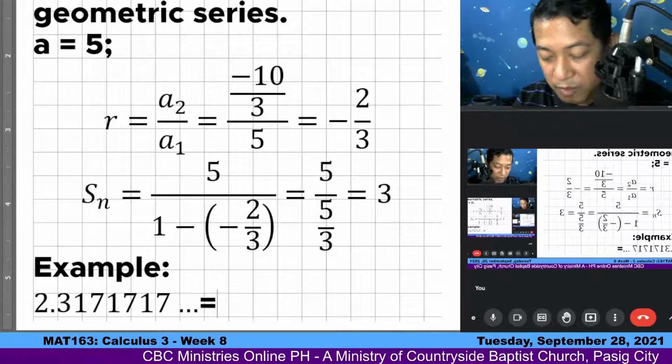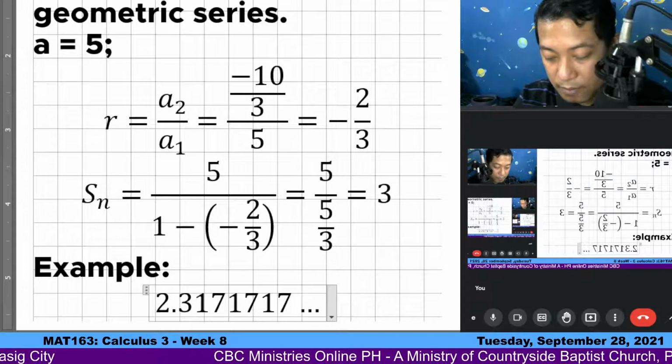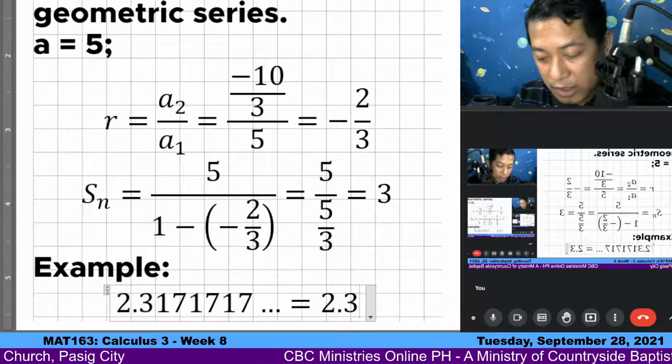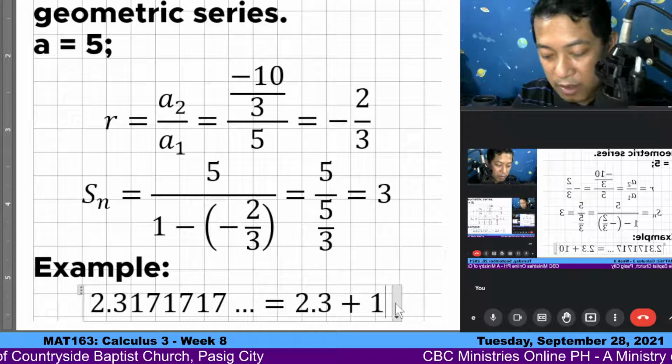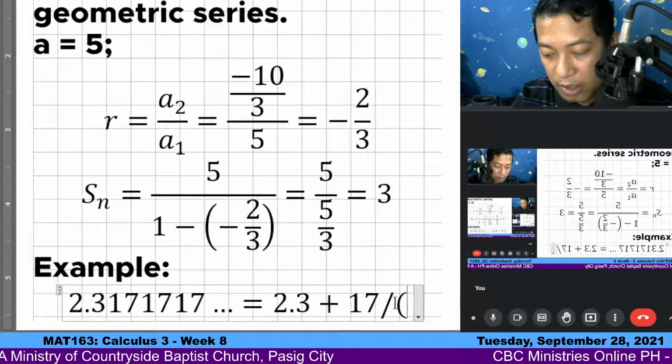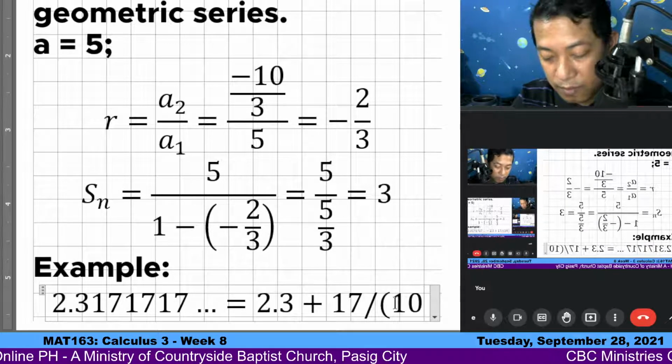So kung express mo yan, so this is 2.3, that's the fixed first term, over 17 over 10 cube. No?